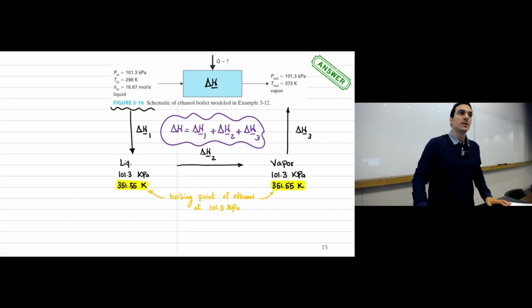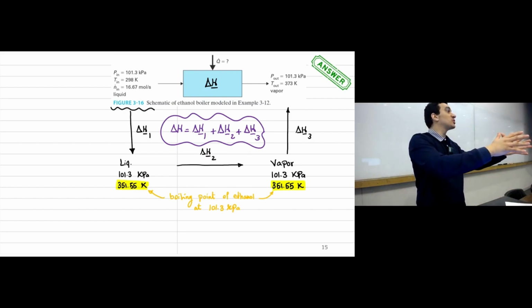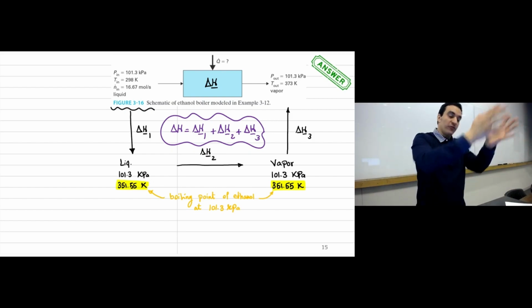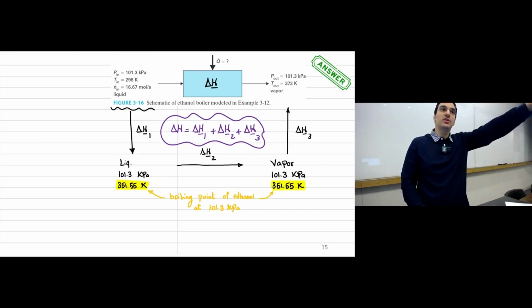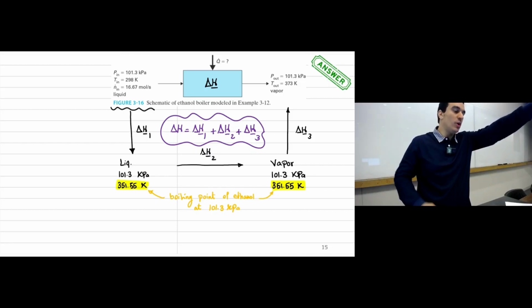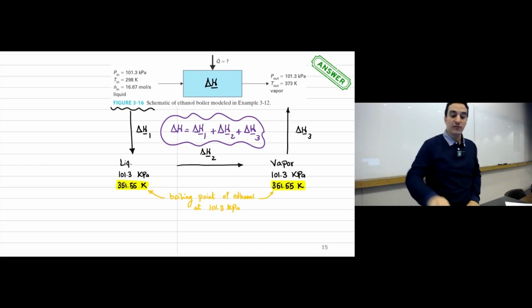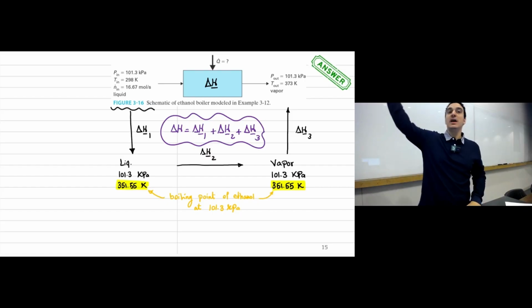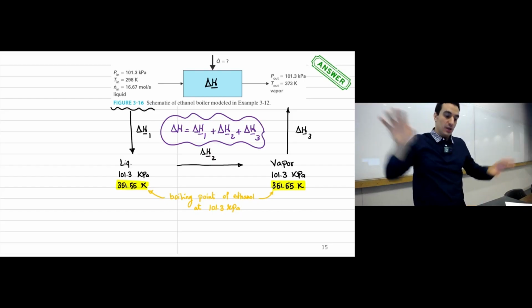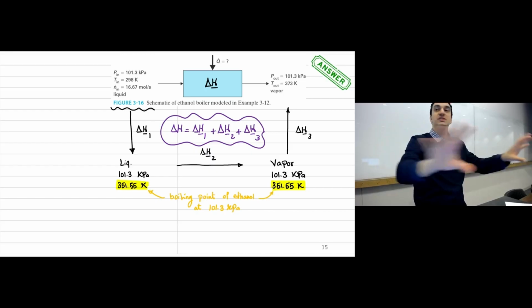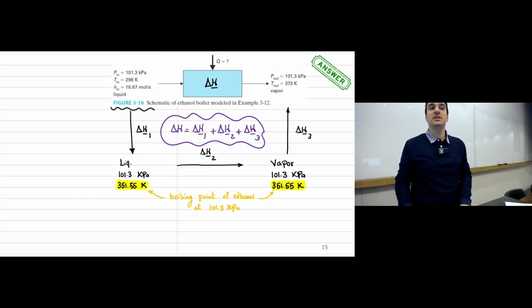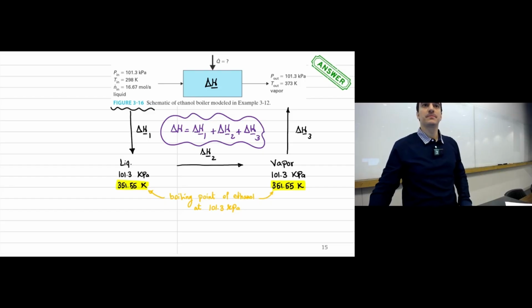Is it clear? So delta H1 is the enthalpy change for liquids. For the first path, initially we started with liquid at 298 and we end up with liquid at the boiling point. In the third path, we have saturated vapor, and it will become superheated vapor. The path number 2 is a phase change process. This is the latent heat of vaporization. Clear? Any questions?